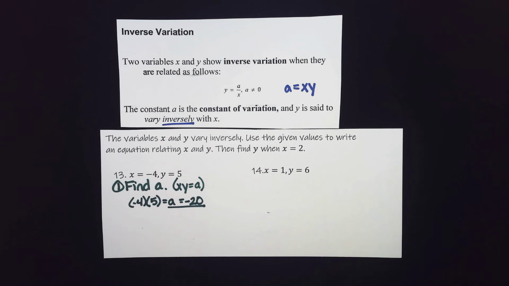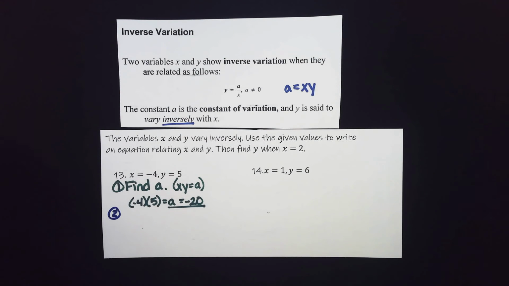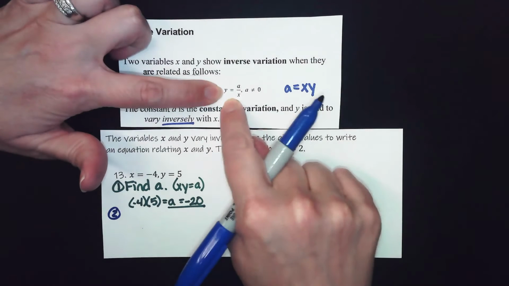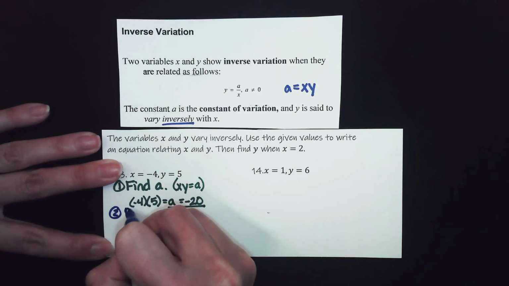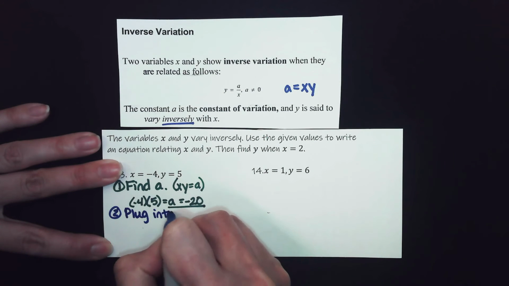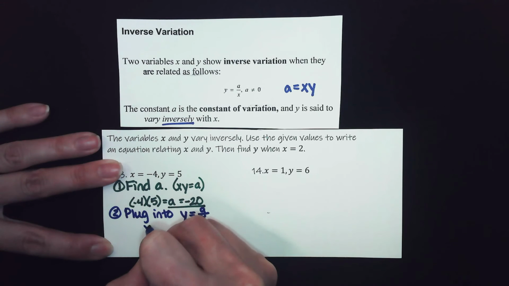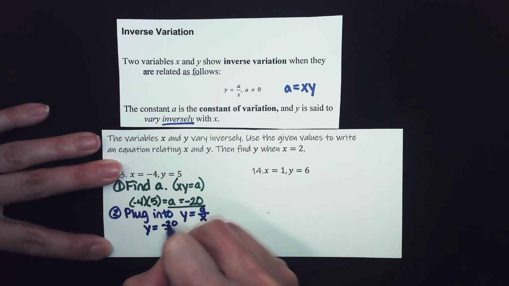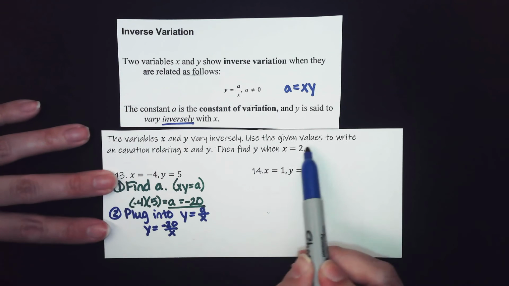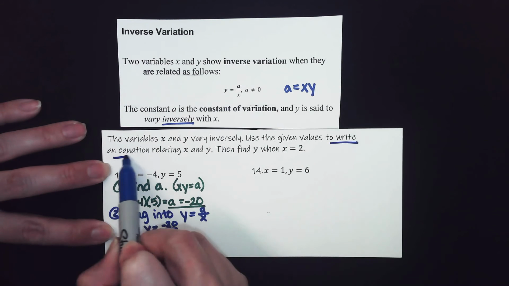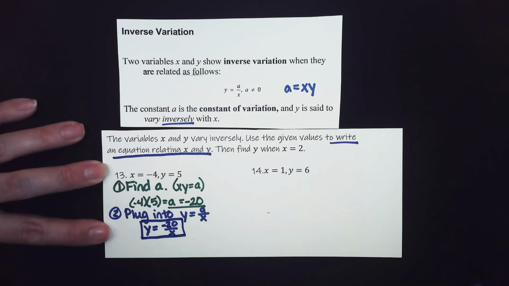And then step 2, we need to plug it in to the inverse variation equation, the formula, the way it looks. So plug into y equals a over x. So our equation becomes y equals -20 over x. Okay? So it wants you to write an equation relating x and y. So this is part of the answer, it has to be there.